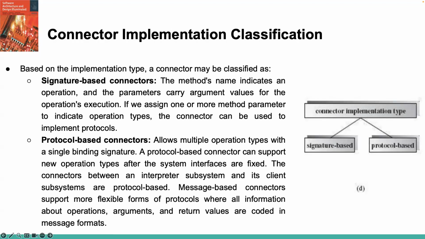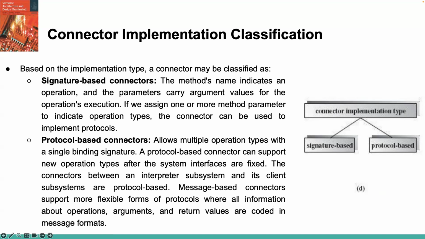When we talk about implementation type of a connector, we are referring to how the connector is set up to manage communication between two parts of a system. Let's start with the first type, signature-based connectors. A signature-based connector is like a very specific set of instructions where each part of the communication knows exactly what operation is going to happen. The method name represents the operation, and the parameter represents the data or arguments needed for that operation.